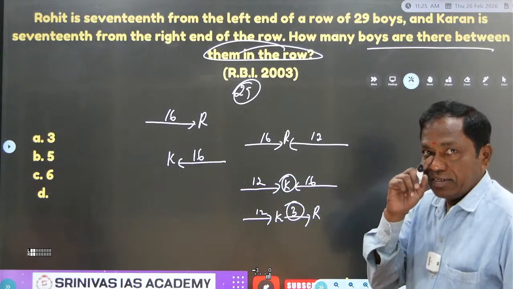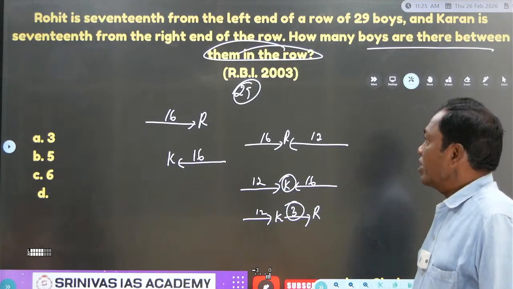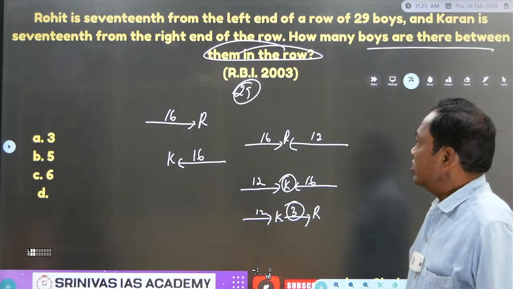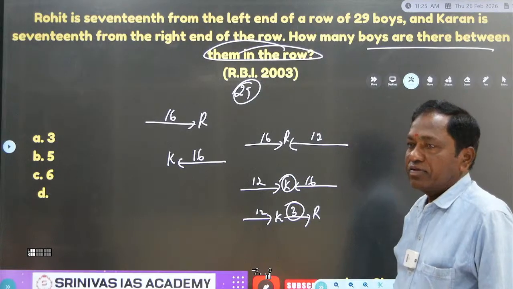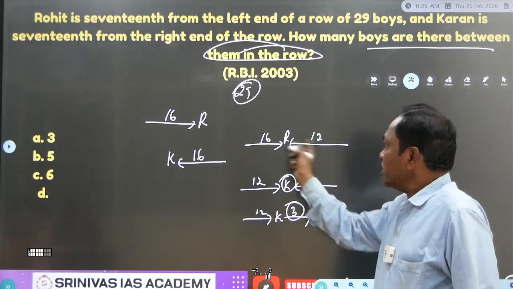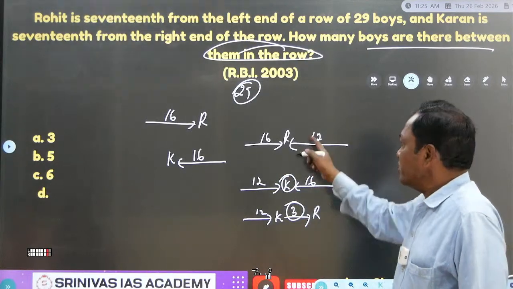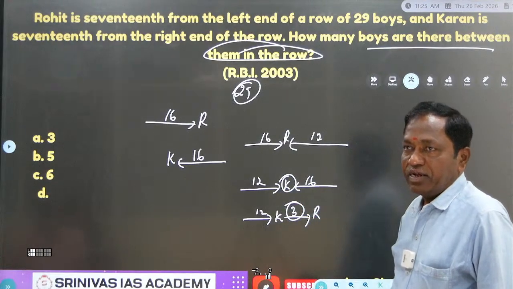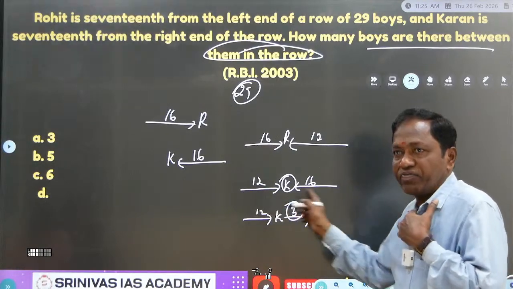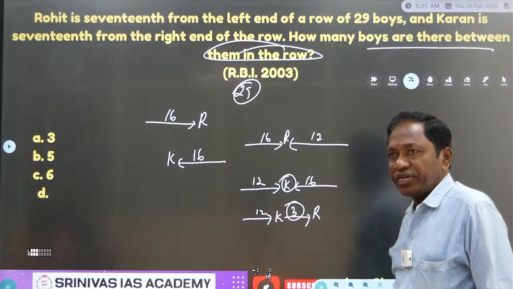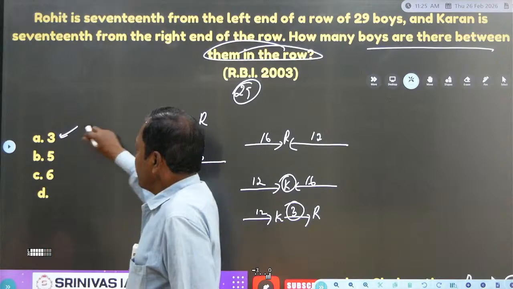Did you not get this? 16 plus 1, 17. 29 minus 17. You have to count again, recount. Total size should be 29: 16 plus Rohit plus 12. This is the Rohit information, this is Karan's information. But whenever the question asks how many people are there between them, you can take from the left end or right end, either way. So there are 3 people between them in the row. Option A.